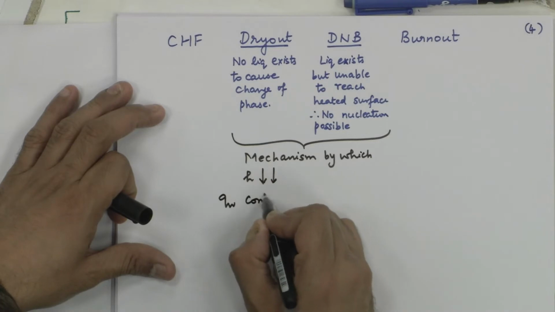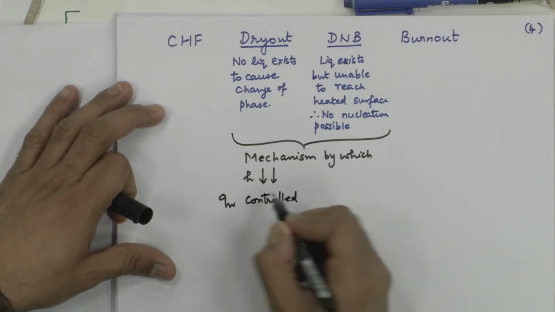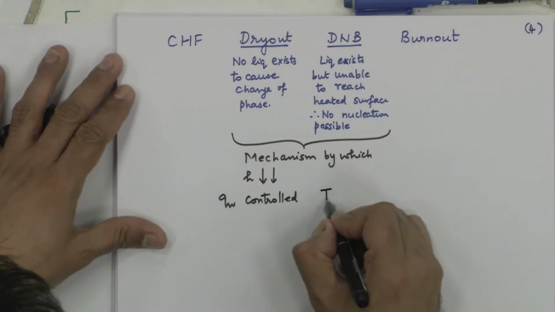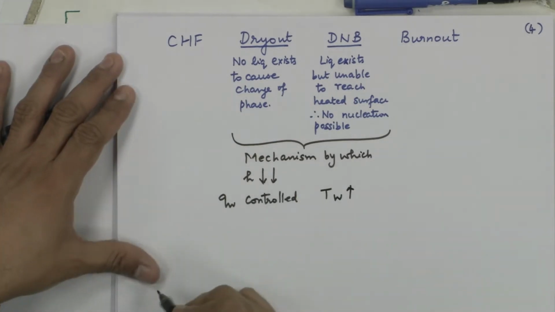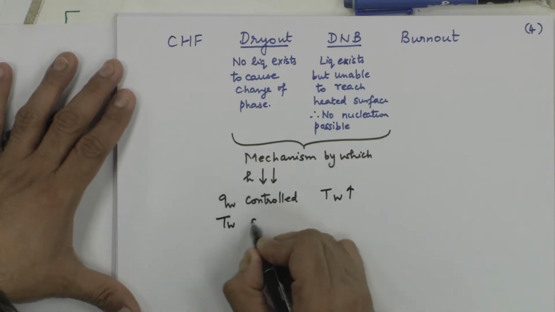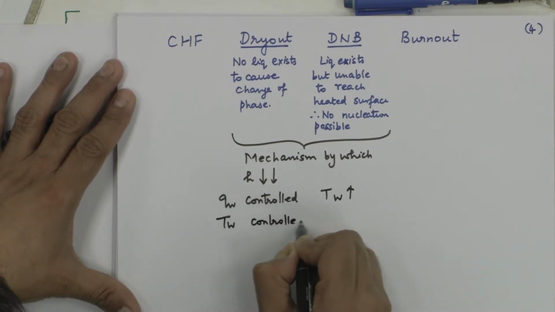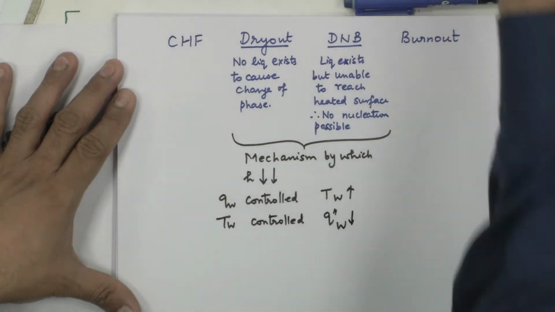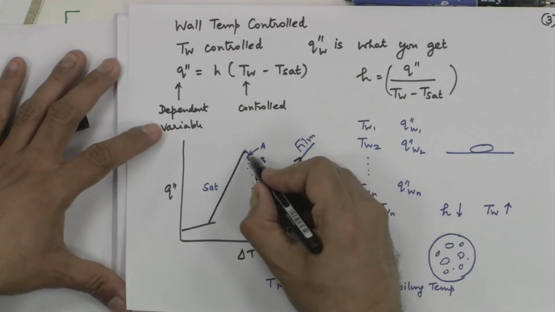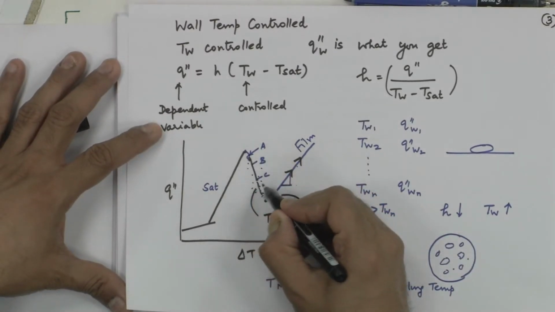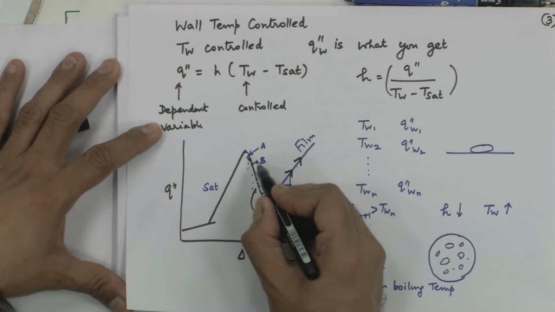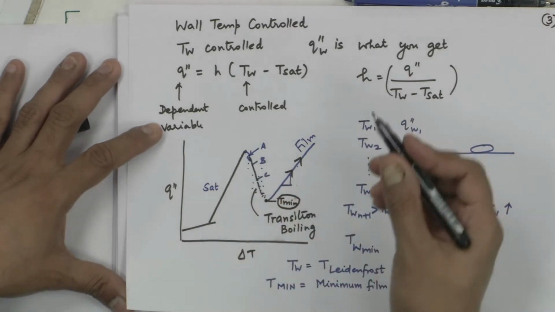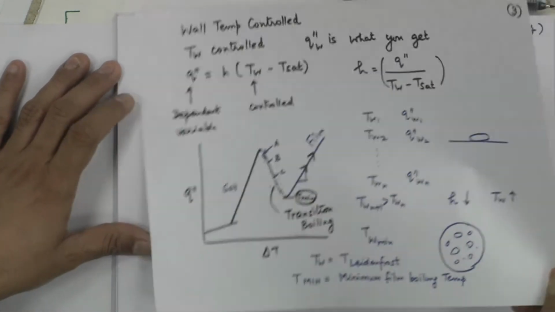In the Q-wall controlled case, what do you see? How is this heat transfer coefficient drop manifesting itself? You see this as a T wall increase. In the T wall controlled case, you see this as a reduction in the heat flux. Remember this? You saw this as a reduction in the heat flux. The manifestation of a decrease in the heat transfer coefficient is seen by you as a decrease in the heat flux.